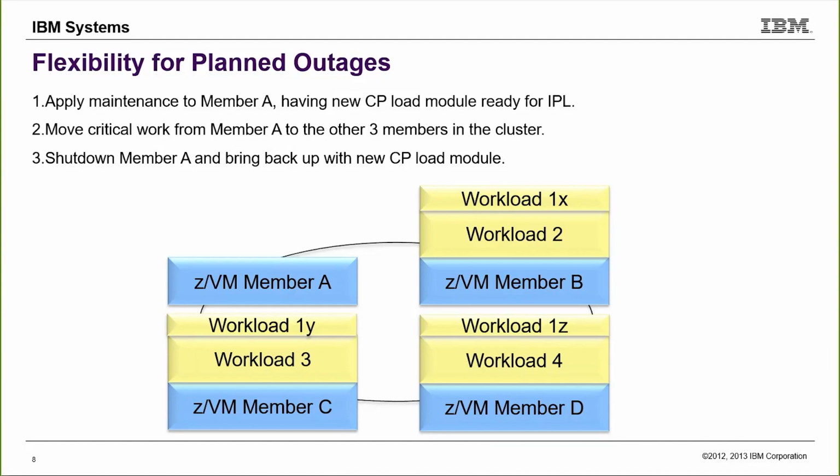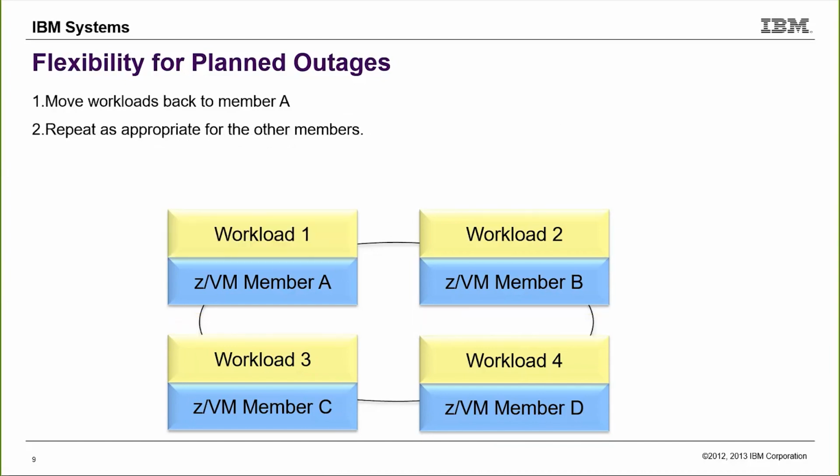I can then shut down member A, bring it back up, and then move the workload back into member A. I've now upgraded and added service to z/VM, and the applications, the Linux guests, from their perspective, didn't recognize that, or weren't impacted by it. And so that's goodness. All right, so that was a pretty common one.